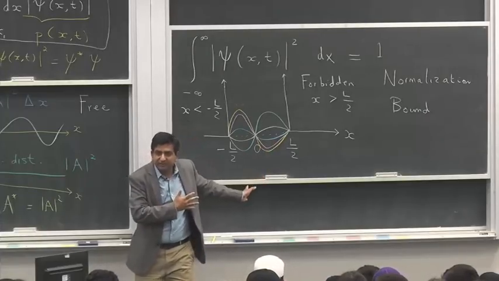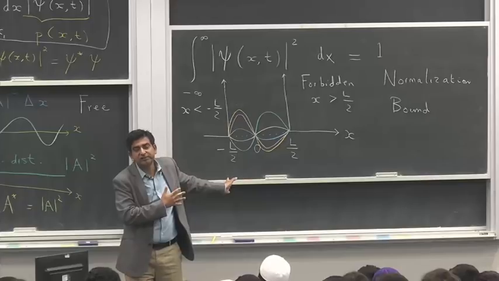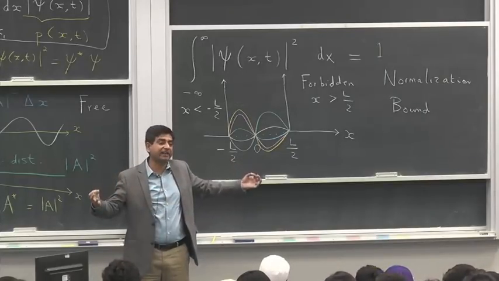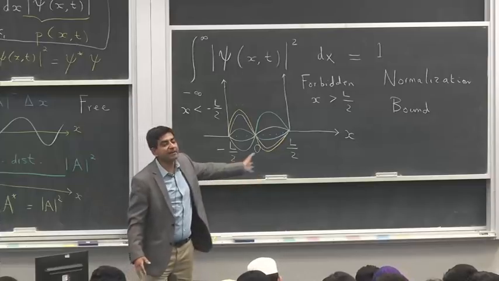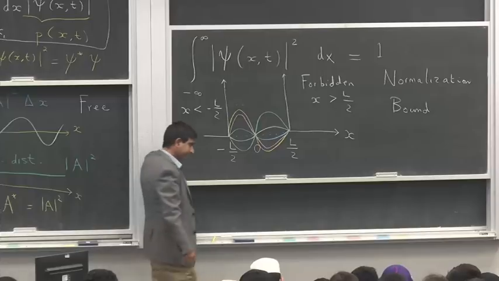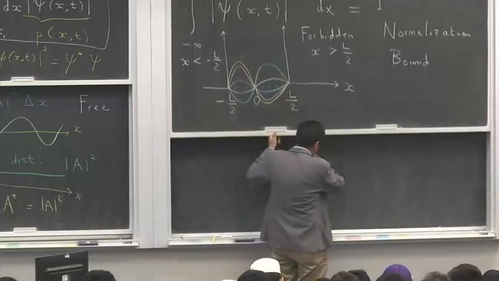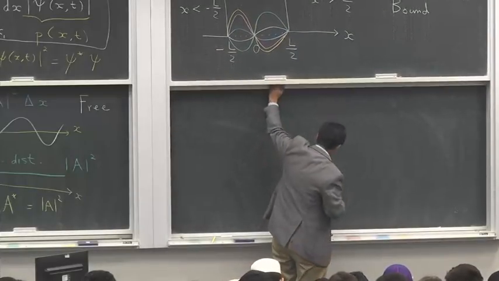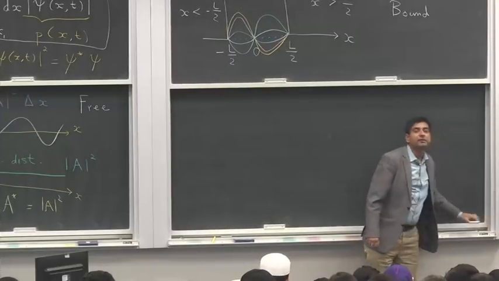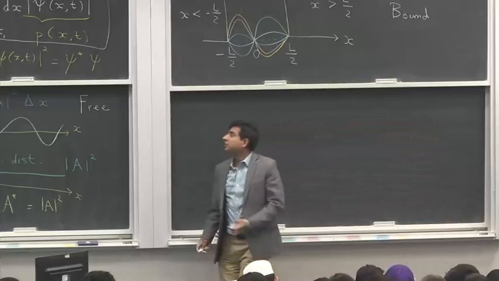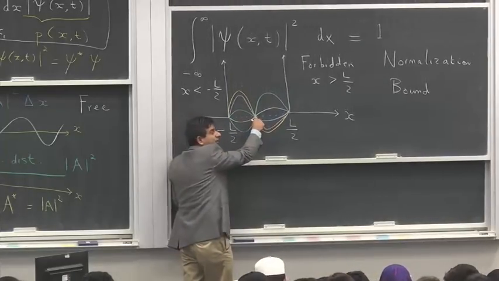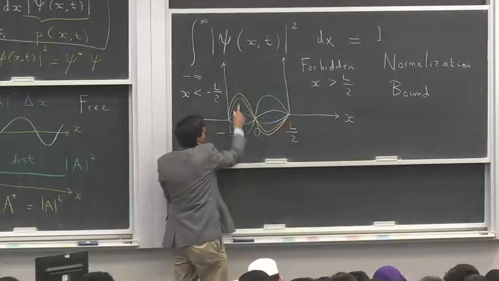Is this looking familiar? It's a particular kind of wave, which is called a standing wave. So this is an example of a standing wave. This point is called a node, this point is called a node, and so is this point. These points are called antinodes.